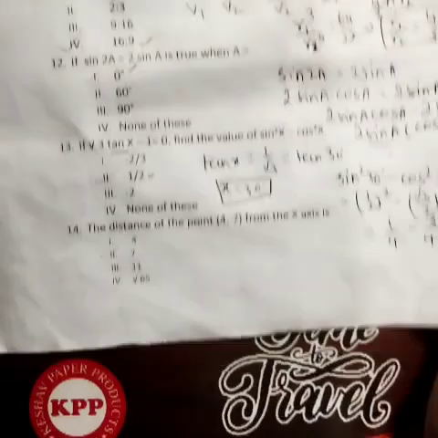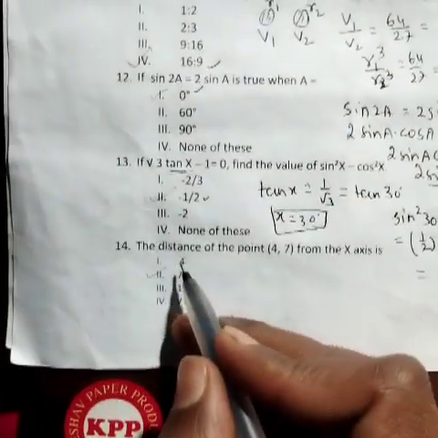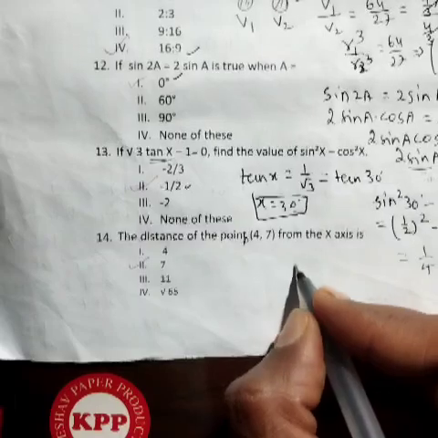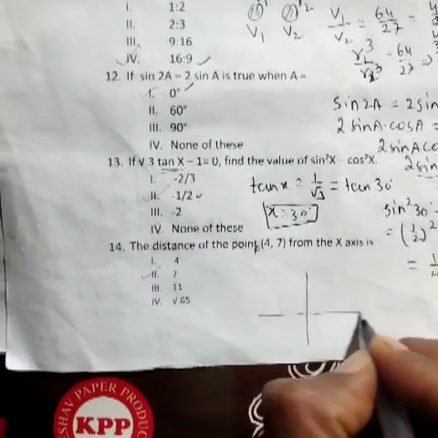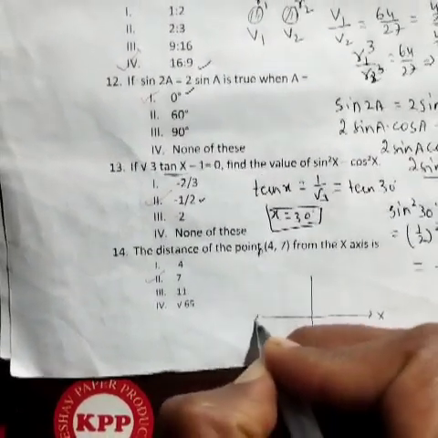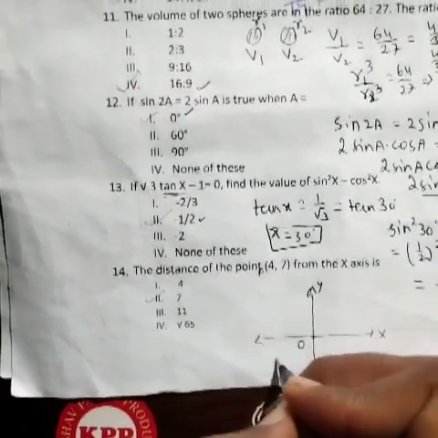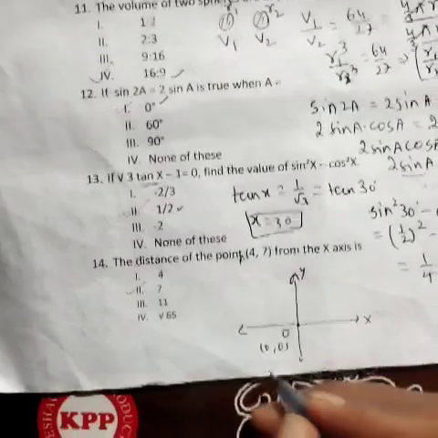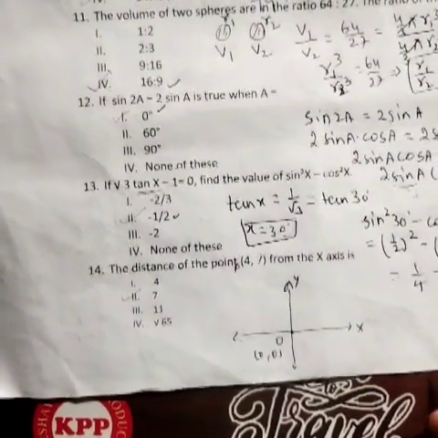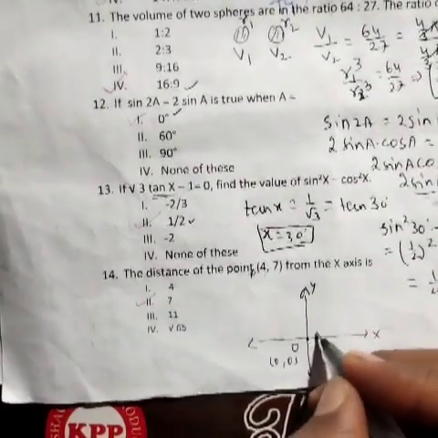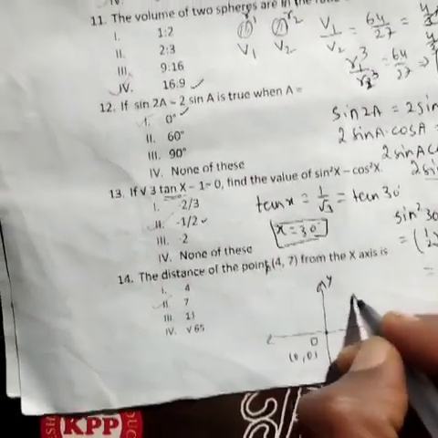Okay. Now the next question is from coordinate geometry. It has given the distance of the point. Let us suppose that this is the point P from the x-axis. In such type of question, we draw the x and y-axis. This is x-axis and this is y-axis, and both axes intersect at O, which is known as origin, and the coordinate of origin is 0, 0. So let us suppose that this is x distance, this is y distance.